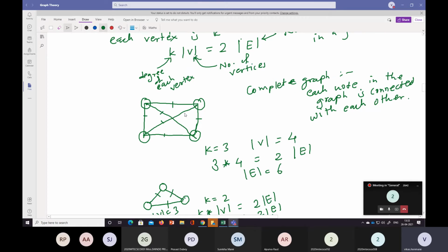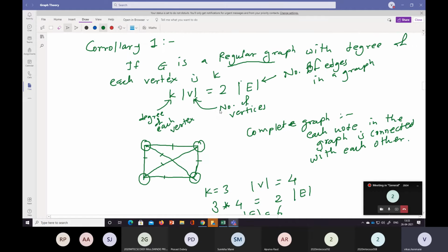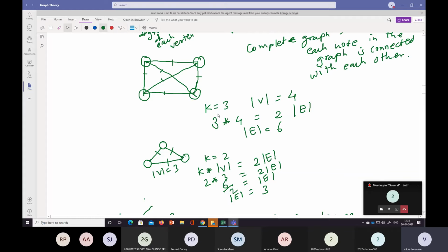And here is the example of a complete graph. Each node in the graph is connected with each other. So we can have k equal to 3. Degree of each vertex is equal to 3. Number of vertices is 4. So 3 into 4 is equal to 2 into e. So there are 6 edges. So 4 into 3 is 12 and 2 into 6 is 12. So hence we prove this corollary one.